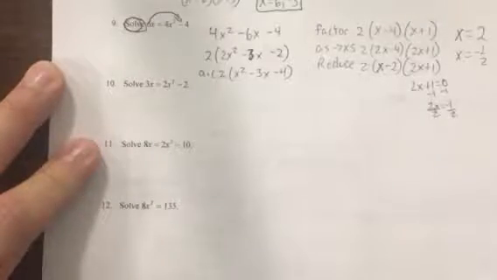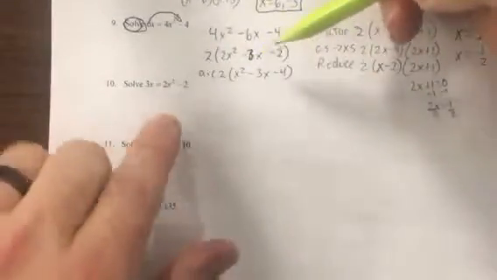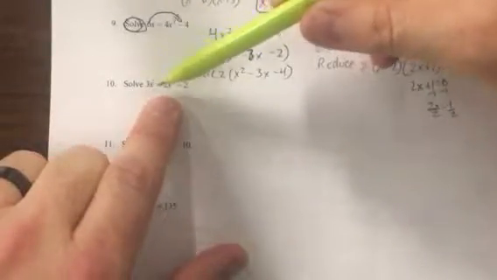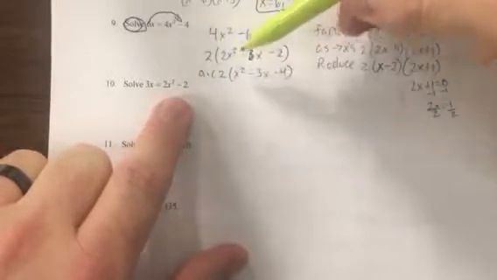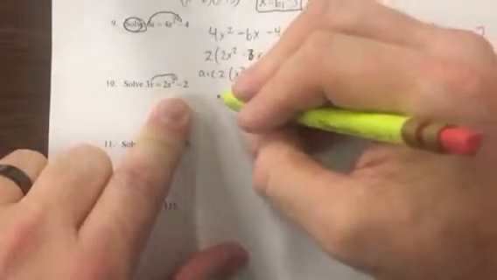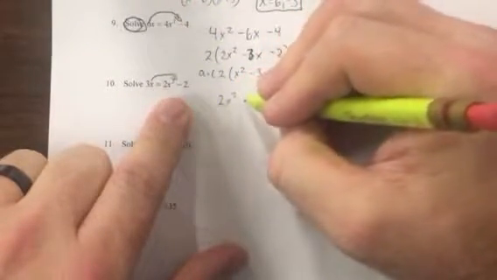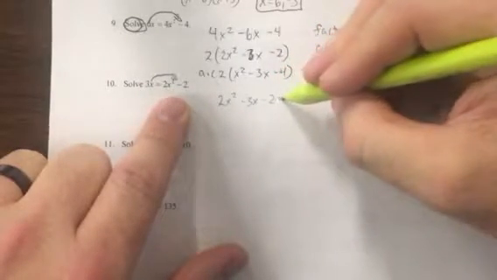Okay. Now take a look at number 10. All right. I have 3x is equal to 2x squared minus 2. Now, if I were to take this 3x over, I have 2x squared minus 3x minus 2.